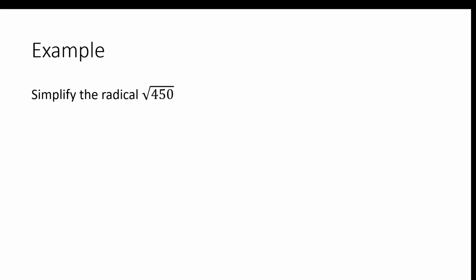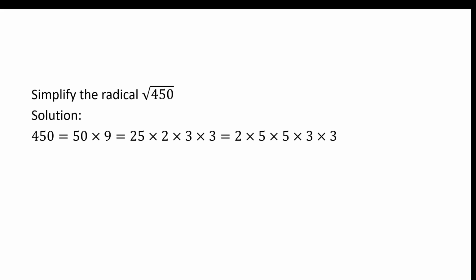Now, what if we want to simplify the radical square root of 450? Well, we break down 450 into 50 times 9. 50 is the same as 25 times 2, and 9 is the same as 3 times 3. Now, that 25 right there, that's the same as 5 times 5. So what we really have is 2 times 5 times 5 times 3 times 3.